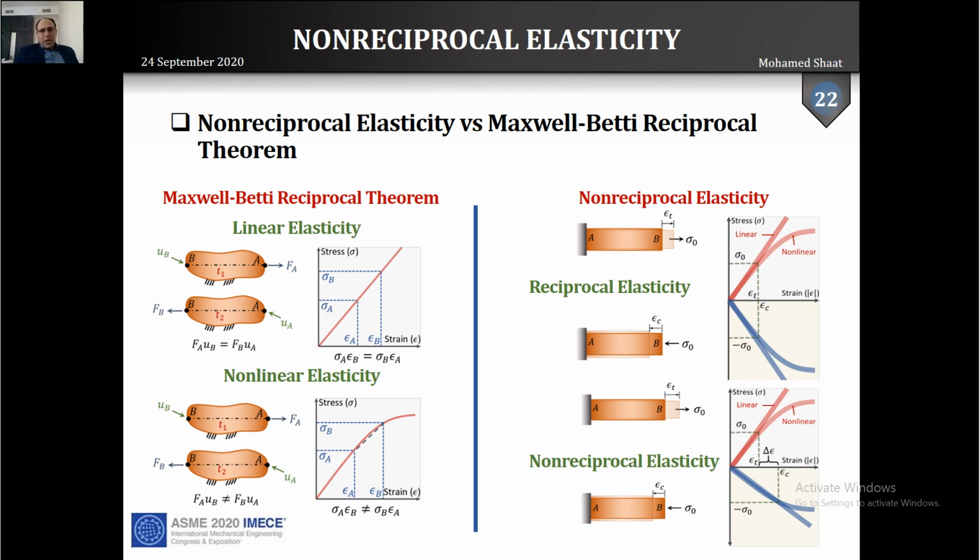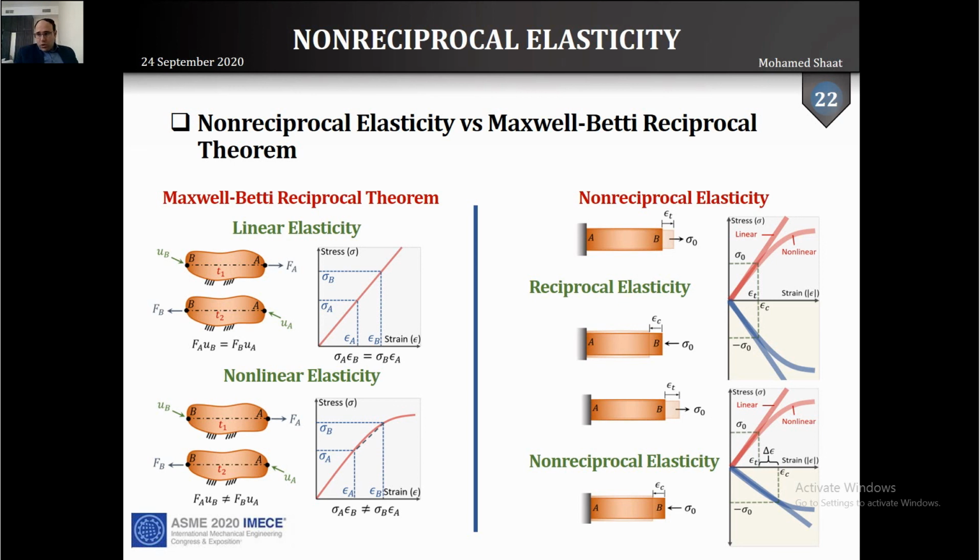To demonstrate this further, let us compare the Maxwell-Betti reciprocal theorem with the non-reciprocal elasticity concept that we are presenting here. As is known, the reciprocal theorem is used to examine the linearity of the material, whether it is a linear or nonlinear material. Thus, a nonlinear material is one that disobeys the reciprocal theorem. However, this theorem requires testing the material under two different kinetical conditions. For example, we have to test the material under two different forces.